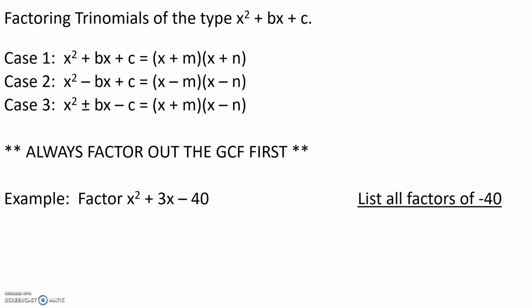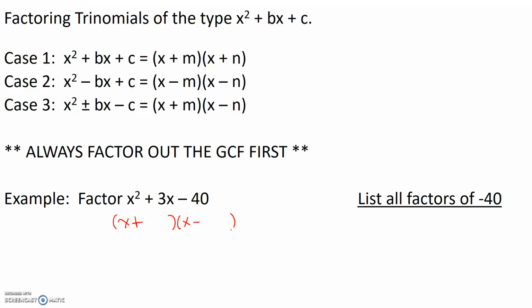Okay, third example, we have x squared plus 3x minus 40. Since the last term is negative, the only way two numbers can multiply to be a negative is if you have one positive and one negative. So if we factor this, we're going to get case 3, x plus something times x minus something.